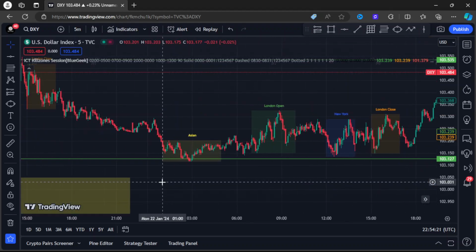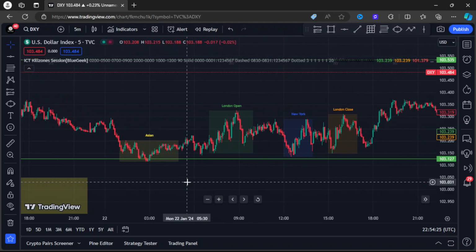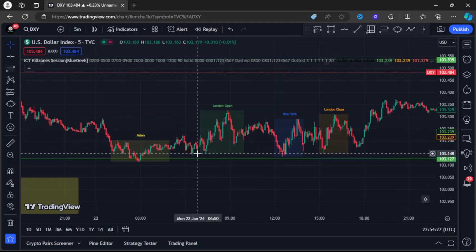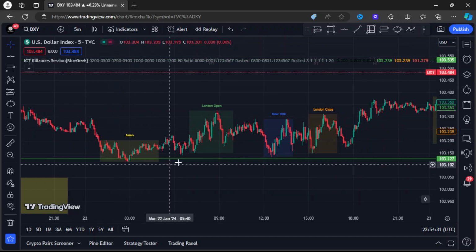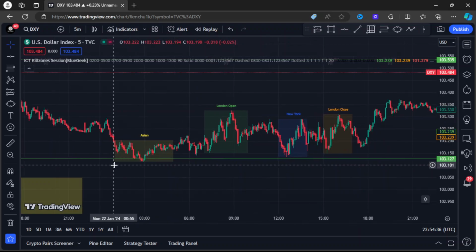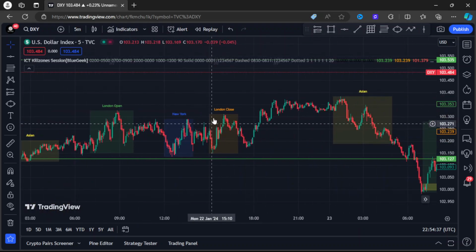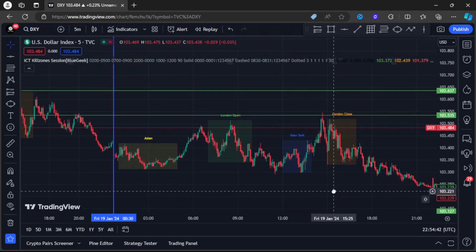Now let's look for another one again. So here it seems to be consolidating throughout, from Asian to London Open to New York. It was consolidating around the support zone, so I think this will be invalid. Now let's move to the other ones as well.